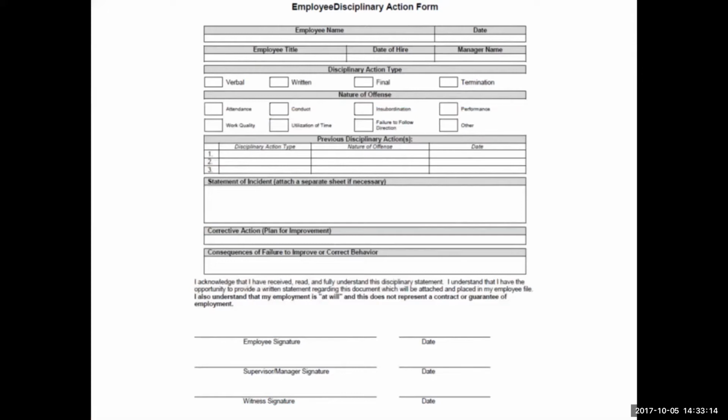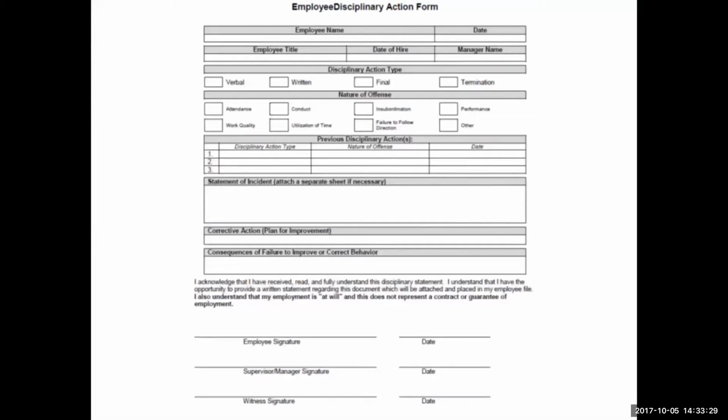Is this in terms of disciplinary action type? Is this a verbal warning? Is this a written warning? Is this the final warning, or is this person being terminated? This document is critical for terminations as well.